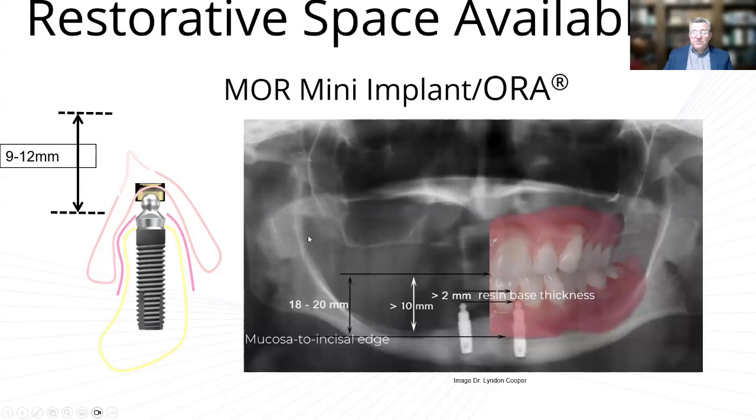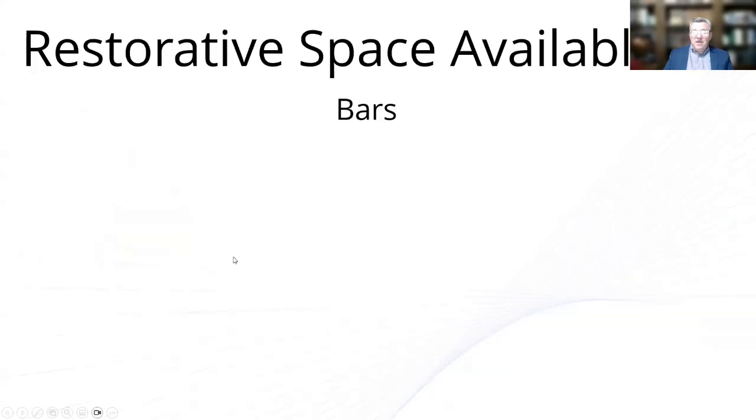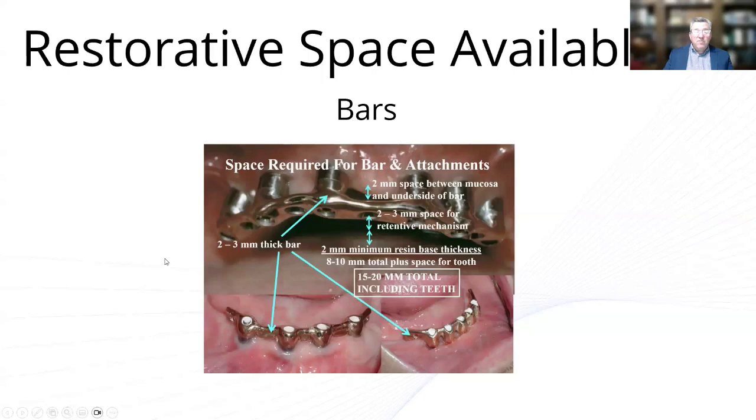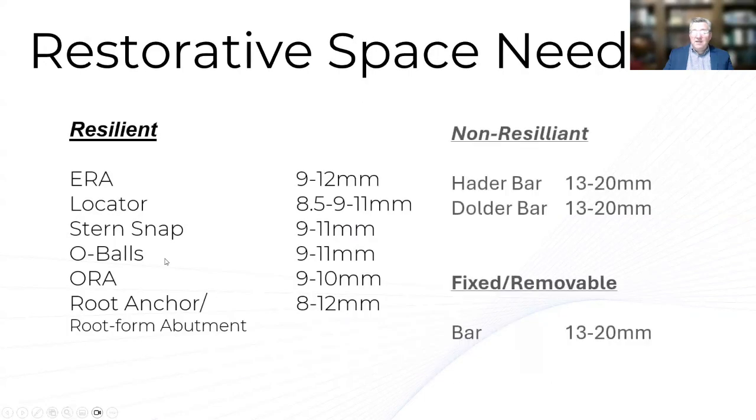Understand, remember, if we saw this graphic here, we're going to measure from the apex of the ridge to the incisal edge, and you're going to need a lot of room for bars. But at the end of the day, you're going to need 9 to 12 millimeters for some type of overdenture attachment. You're going to need 8 to 12 millimeters for a regular implant, remember. Bars, you're going to need 13 to 20. Remember, we need more space.